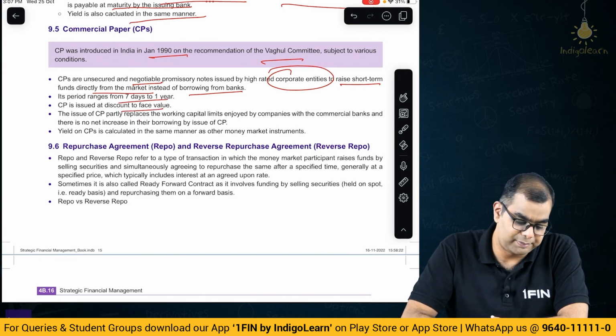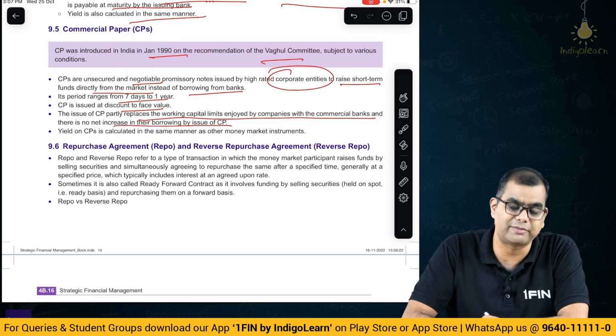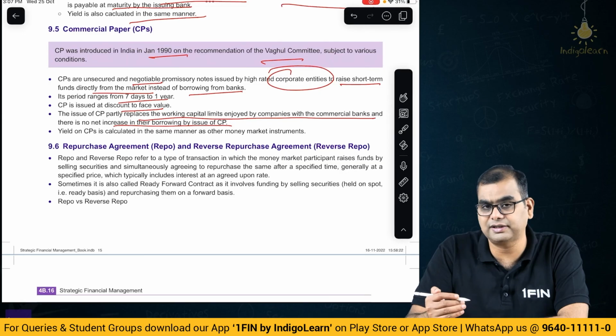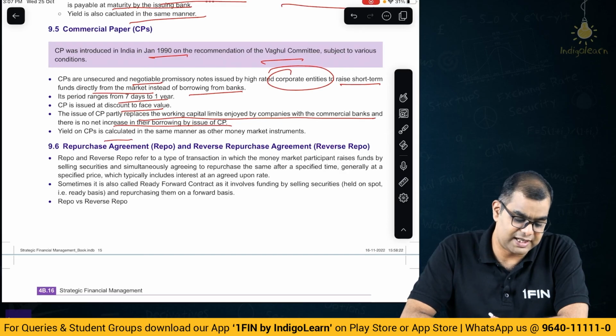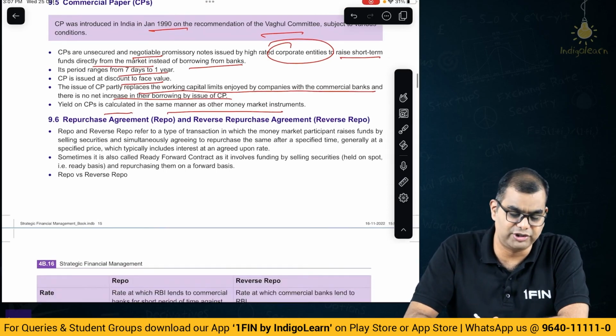The issue of CP partly replaces working capital limits enjoyed by companies with commercial banks, and there is no net increase in their borrowing by issue of CP. So, you cannot say that there is something called maximum permissible bank finance and all of that. This CP is part of the MPBF. Yield on CPs is calculated in the same manner. So, same way is how yield is computed.